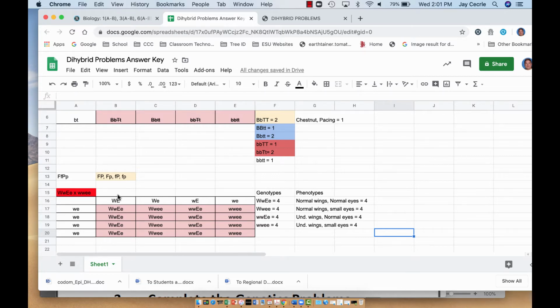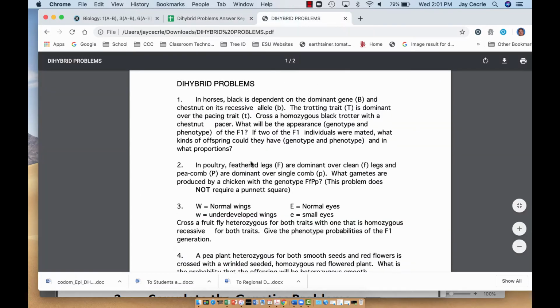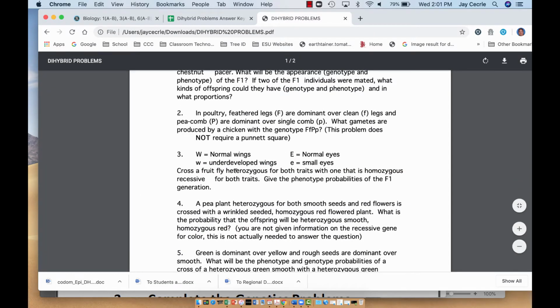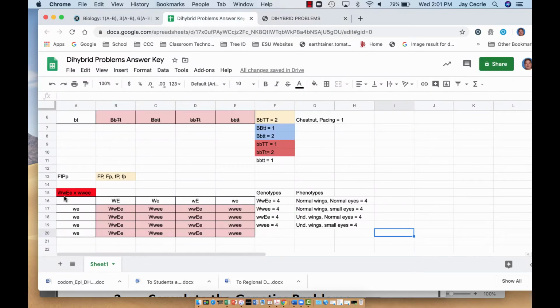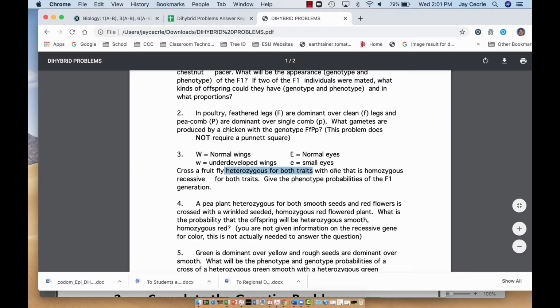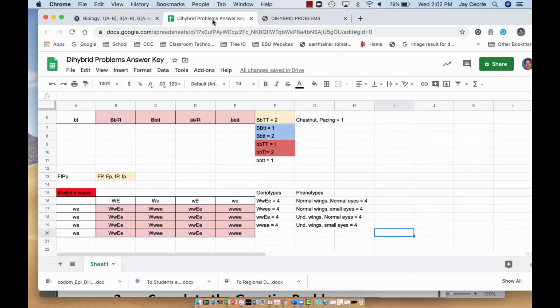Okay, so what the problem in number 3 asks is to cross a fruit fly that's heterozygous for both traits. What heterozygous means is capital, lowercase, capital, lowercase, since it says for both traits. So that's where the capital W, lowercase w, capital E, lowercase e come from. In the other parent, it says one that is homozygous recessive for both traits, meaning that all letters are going to be lowercase. And that's where those are right there.